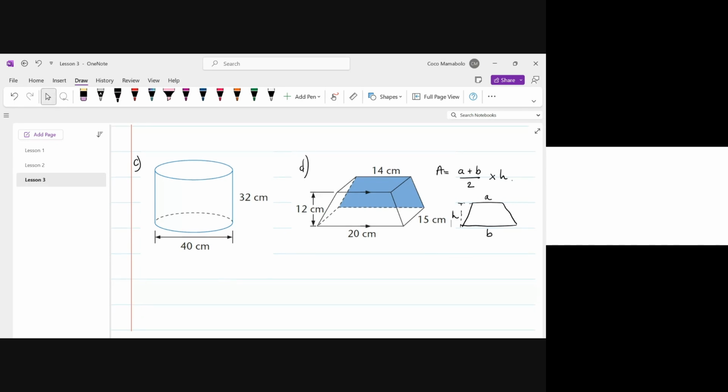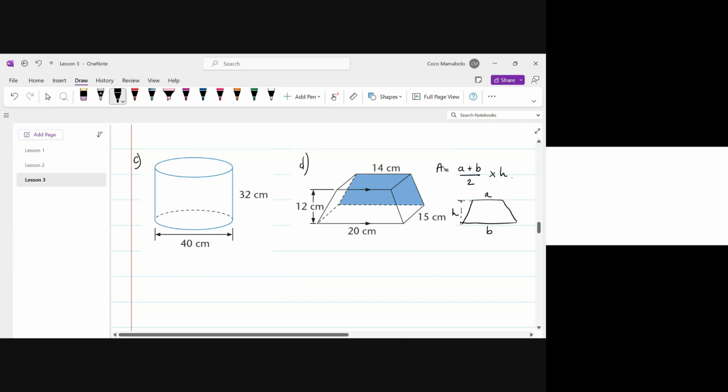Okay, so I know for my cylinder, the volume is going to equal the area of my base, and the area of my base is pi times radius squared, multiplied by the height. For this particular one, I need the radius. At the moment, they've given me the diameter, and I know the radius is going to be half my diameter, therefore radius must equal 20 centimeters. Okay, so my volume is equal to pi times 20 squared multiplied by 32. And I'm going to leave my answer with pi on it.